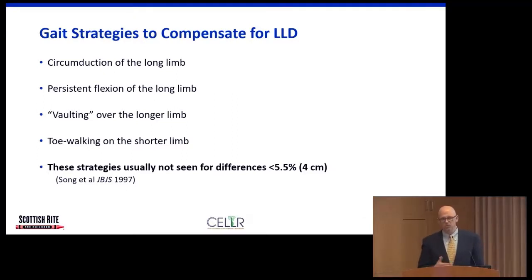But to be honest with you, in the patients that we see, it's usually a 50-50 split between those who like to walk on their toe and live life a little bit taller, and those who will walk flat and bend the knee of the long leg and just live life a little bit shorter. It just comes down to how the child wants to do that. And these strategies are usually not seen for differences less than 5.5% of the length of the long leg, which is about 4 centimeters.